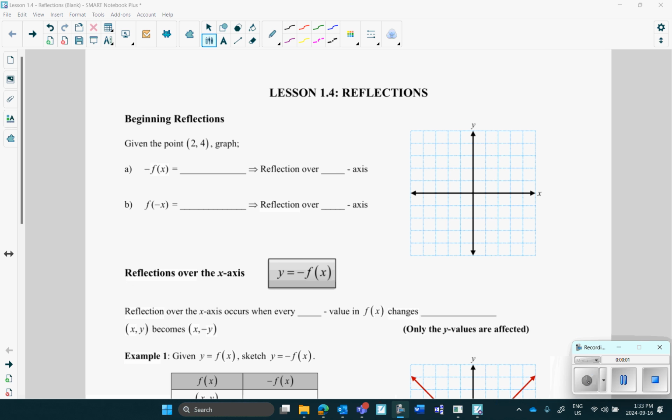The last transformation we're going to talk about is reflections or flips. Before we start looking at flipping actual graphs, let's look at points. Let's consider something a little simpler. So the point (2, 4) is here.